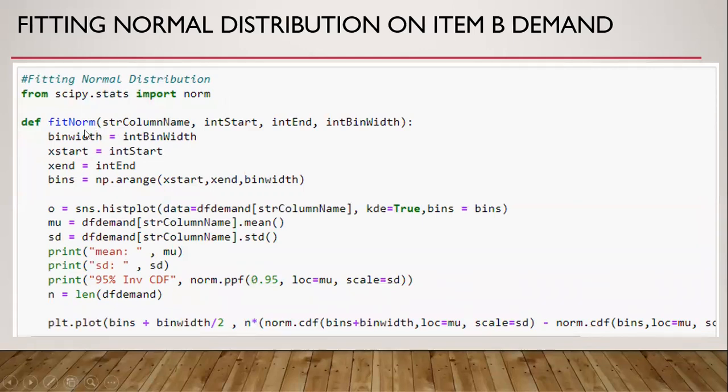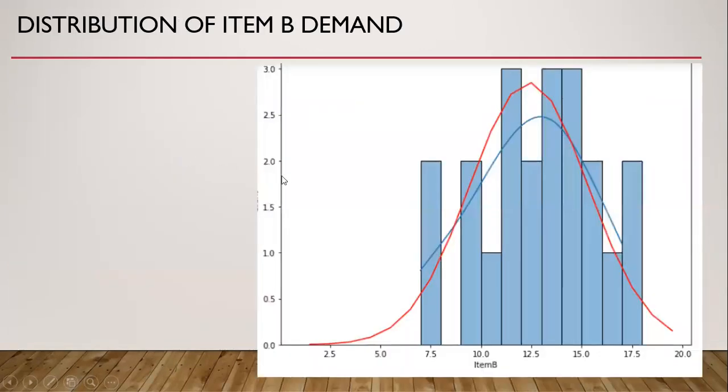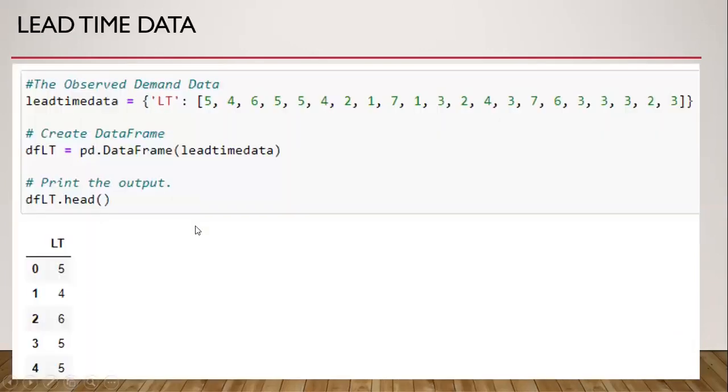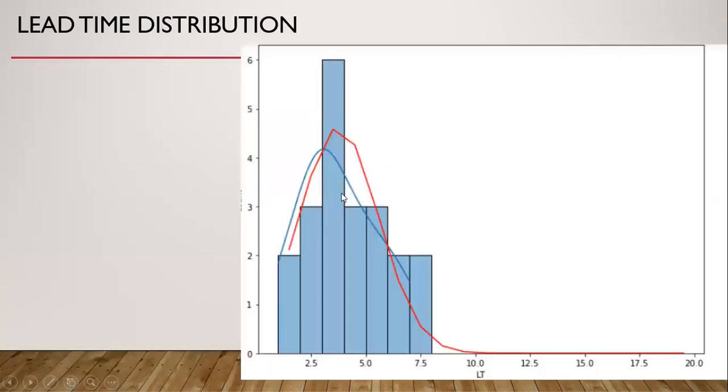This is the function to fit a normal distribution. We will try it for item B. So we can see that item B actually has a normal distribution of demand. Let us add a certain complication. We have a lead time which is also uncertain, and these are the historic lead times to calculate the mean and standard deviation. And let us assume that the lead time is also normally distributed. So this is our assumption here.